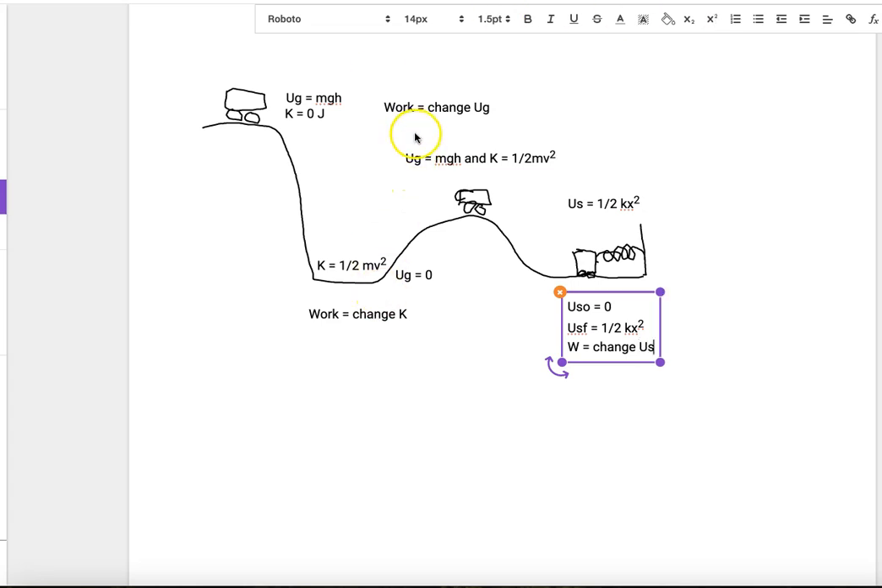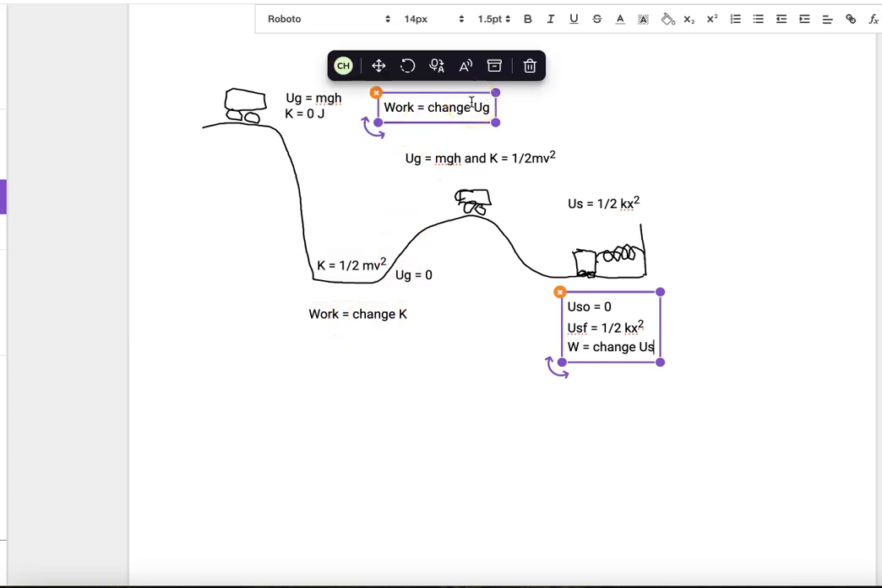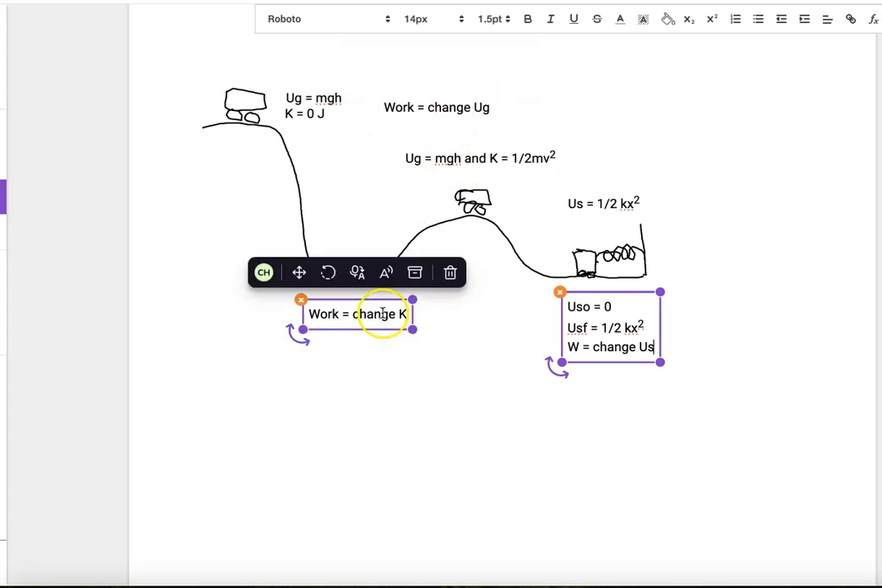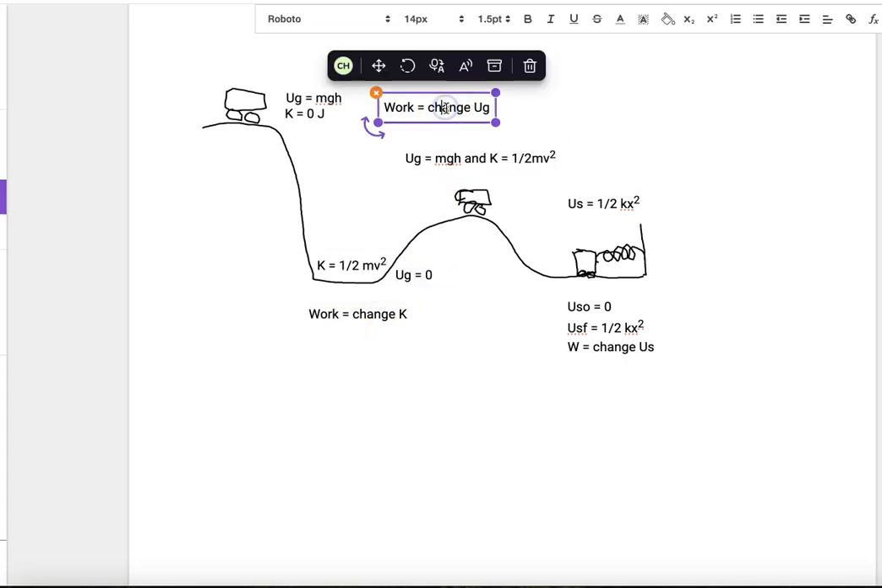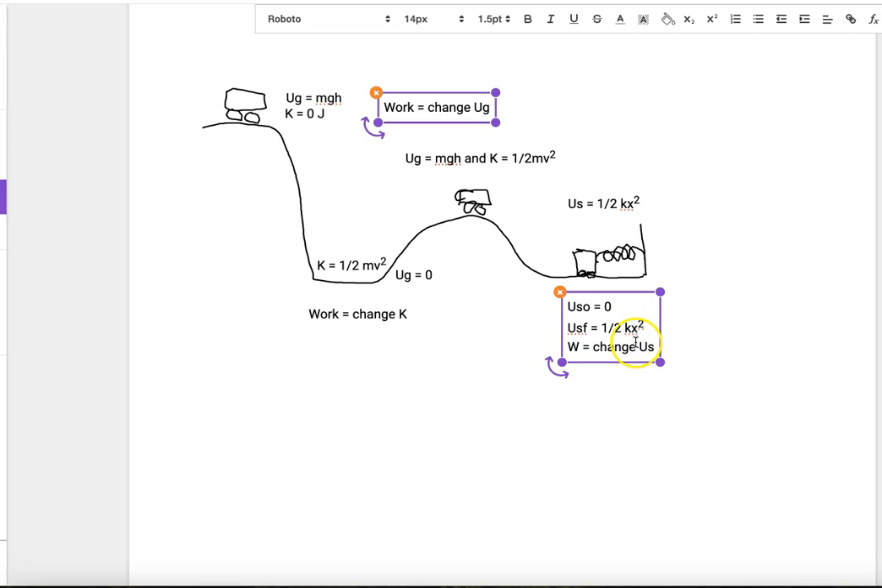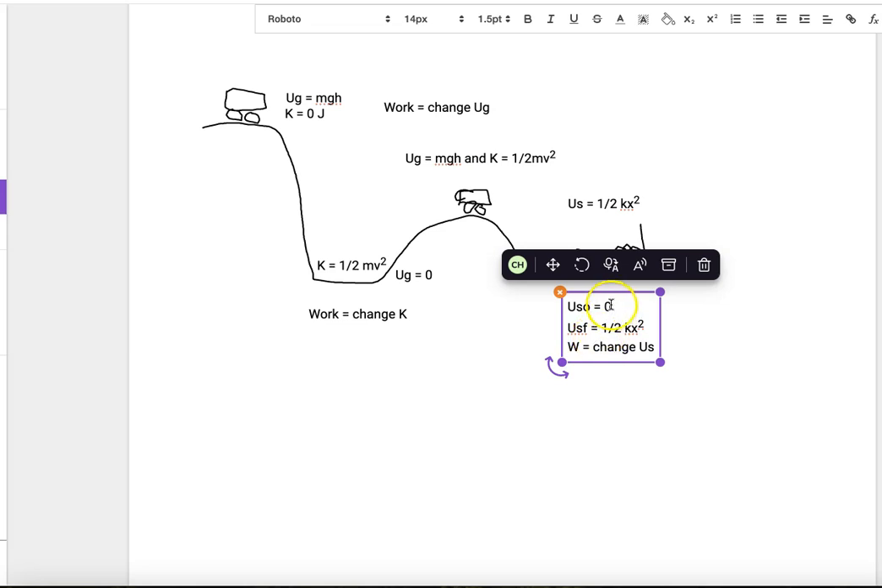So when you look for work, you don't have to use kinetic energy, but it works pretty well. So that's kind of the cool part with it. So you'll see change in kinetic energy mainly used, but you can use any of them. So you could use change in potential. Here we used change in spring energy to find out how much energy is used to stop that cart.